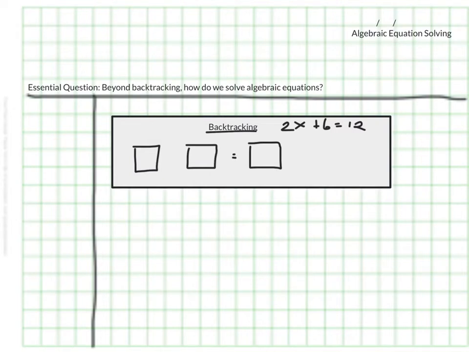So we'd say we're starting with x. We know that we are multiplying it times 2. Then we are adding 6. And we know the total is 12, right? And then we would backtrack. So we would say let's subtract 6. And then let's do the opposite here and divide by 2. And 6 divided by 2 would tell us that x equals 3, right?